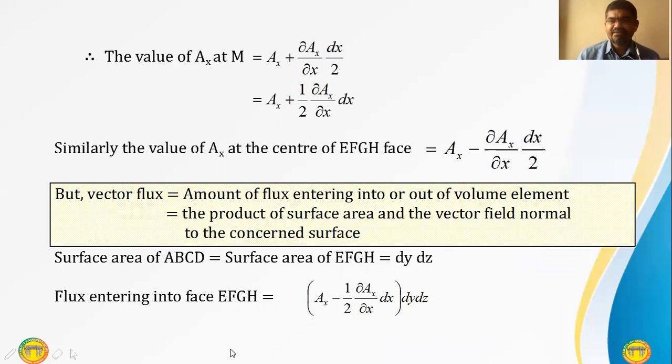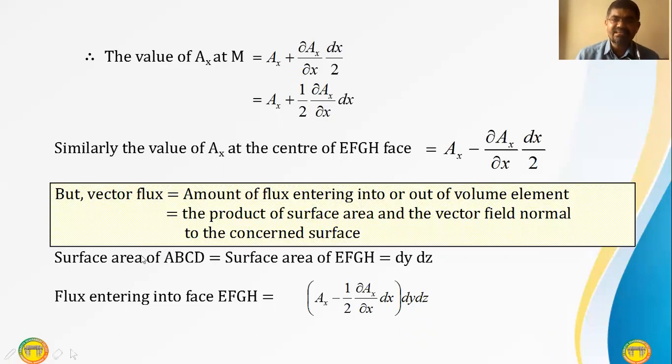But vector flux is defined as the amount of flux entering into or out of a volume element. Vector flux is defined as the product of surface area and the vector field normal to that surface. Therefore, the product of surface area and the vector field normal to the surface is given as vector flux.